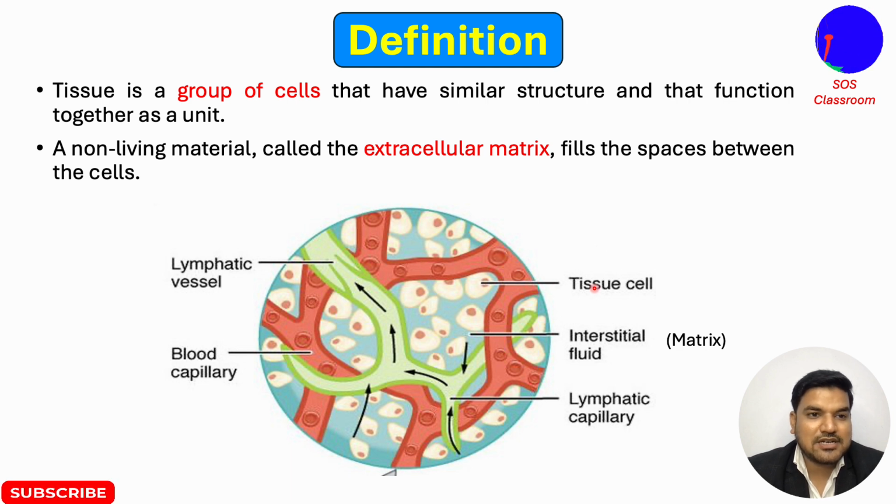So what is present in the matrix? There are different types of fluids and different types of cells. For example, this is the lymphatic vessels, this is blood capillaries, lymphatic capillaries, interstitial fluid. This is the tissue fluid or extracellular fluid, and these are the tissue cells. So different types of cells mix together to form the tissue. First of all, we discuss the different types of tissue.